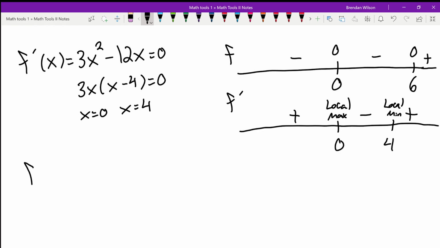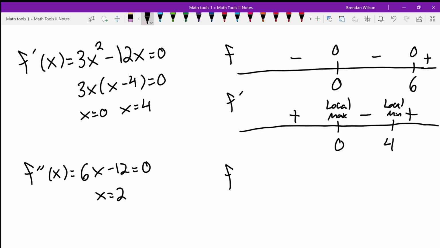So now let's go ahead and look at f double prime of x, so we can see the inflection point. So we'll get 6x minus 12 equals 0. So this is just going to be x equals 2, right?